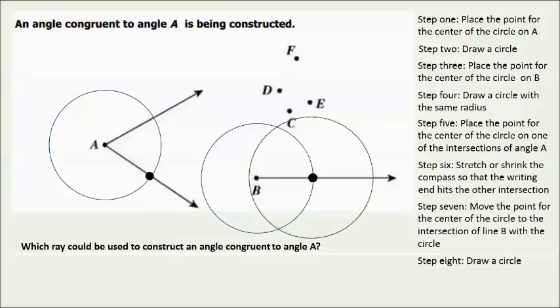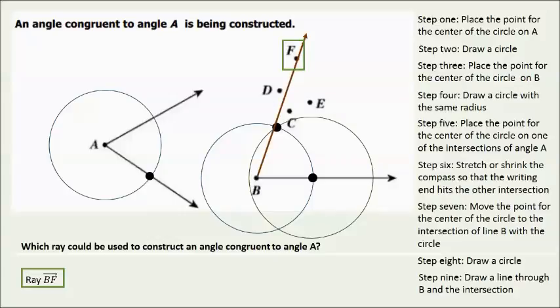Wonderful. So lastly, we'll draw a line through B and the intersection. So starting at B, we're going to draw a line through it and where the 2 circles intersect. I see that I hit point F, so which ray that would make a congruent angle would be ray BF.